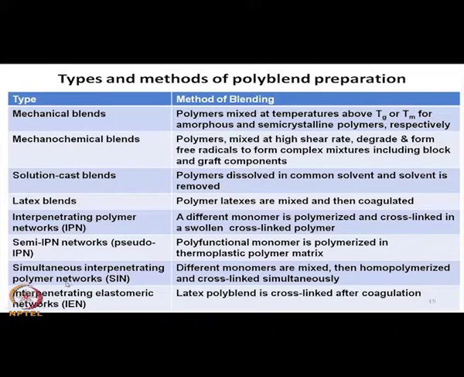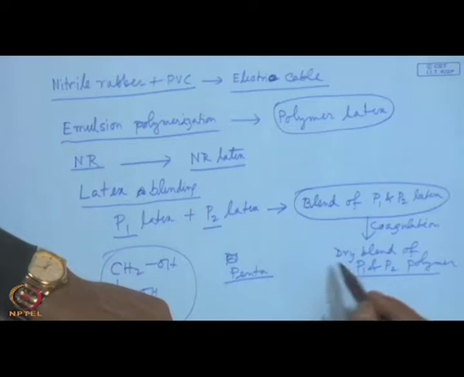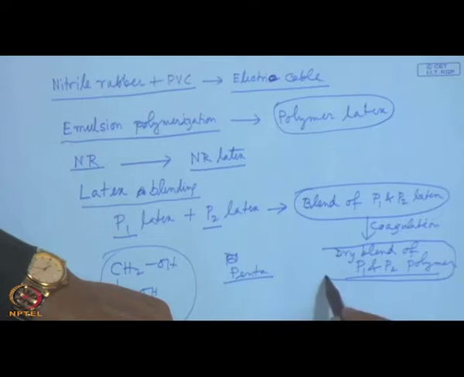Simultaneous interpenetrating polymer networks: different monomers are mixed together, then they are homopolymerized and cross-linked simultaneously. That leads to a simultaneous interpenetrating network system. Then interpenetrating elastomeric networks, IEN. In that case, the latex polyblend, as I just described a few minutes back, is cross-linked after coagulation. Here the latex blend is coagulated.